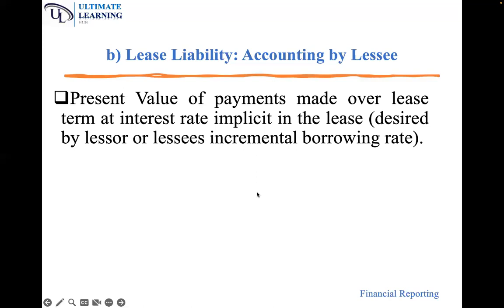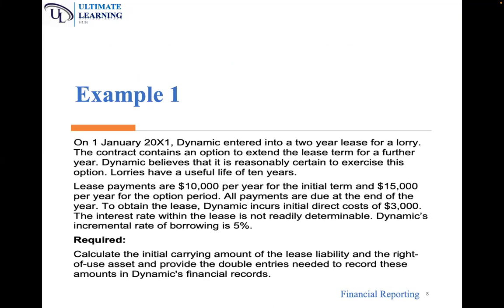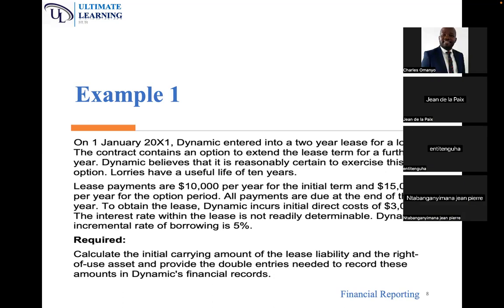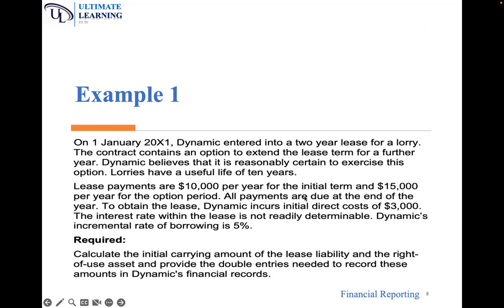Now we have an example. In this example, what is our objective? We want to know how to calculate the cost of an asset under the right to use. How do we calculate, number one, the right-to-use asset, and number two, the lease liability? So let's follow this example before we go to Excel.